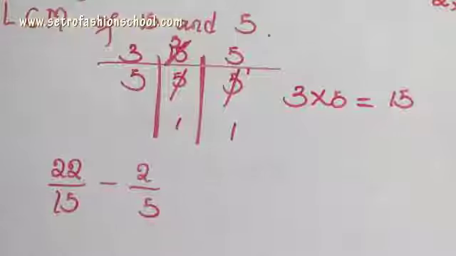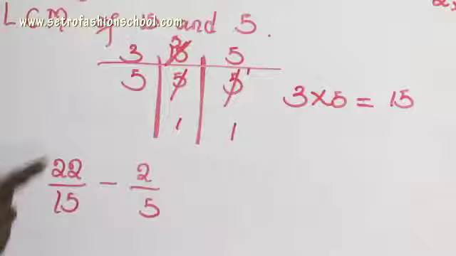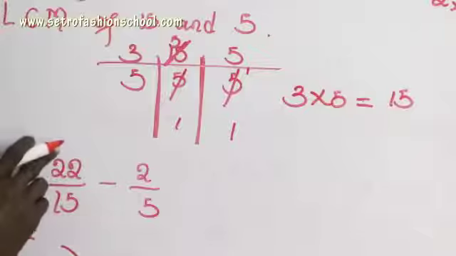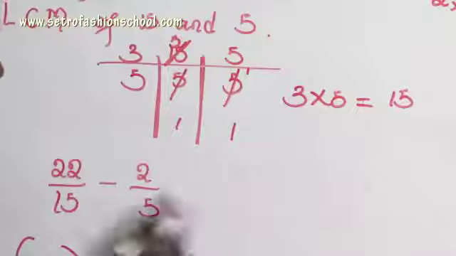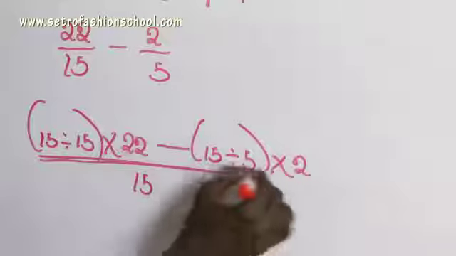After writing down the 15, you divide this 15 by each of the denominators. Then the answer you get, you use it to multiply the numerator. That's going to be this way: 15 divided by the number under this fraction, then put a bracket, times the number at the top, which is 22. Then put your minus. Likewise, you open a bracket again, put 15, the LCM, divided by the denominator of this one, close the bracket, then times it by the 2. That's what we want to do.